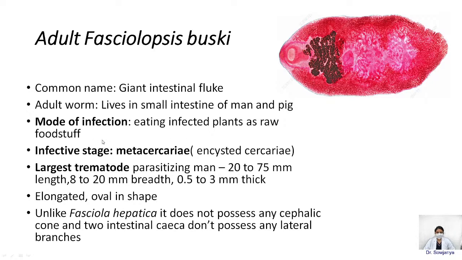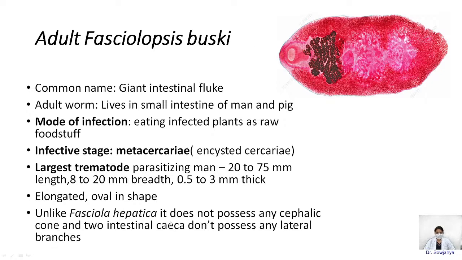So here the infective stages, metacercariae, which are ancestor cercariae. This is the largest trematode which infects man, whose length is around 20 to 75 mm and 8 to 20 mm in breadth, and its thickness is around 5.5 to 3 mm. It is elongated, oval in shape.